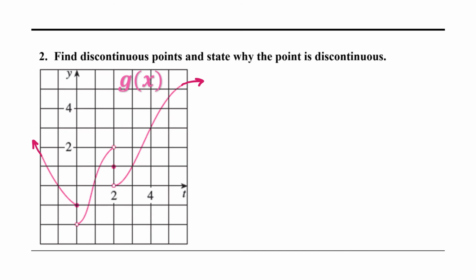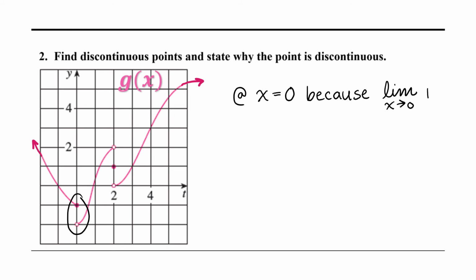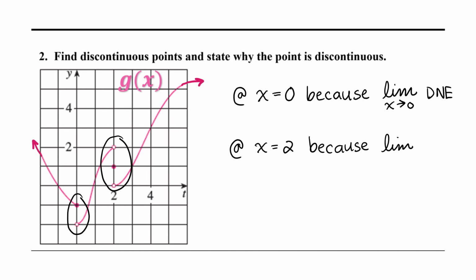Now let's take a look at g of x. So looking at my function here, I see that at x is equal to 0, I have a discontinuity because the limit as x approaches 0 does not exist. And then I have another discontinuity at x is equal to 2 for the same reason, because the limit as x approaches 2 does not exist.